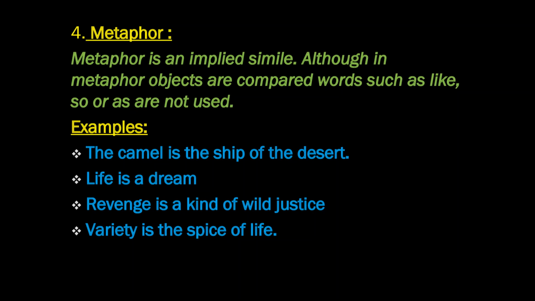Let us try and understand metaphor in a better way with the help of some examples. The camel is the ship of the desert. You're comparing camel with that of a ship, but then you're not saying camel is like a ship of the desert. Here the word like is missing. You're taking it for granted. The camel is the ship of the desert, you're saying.